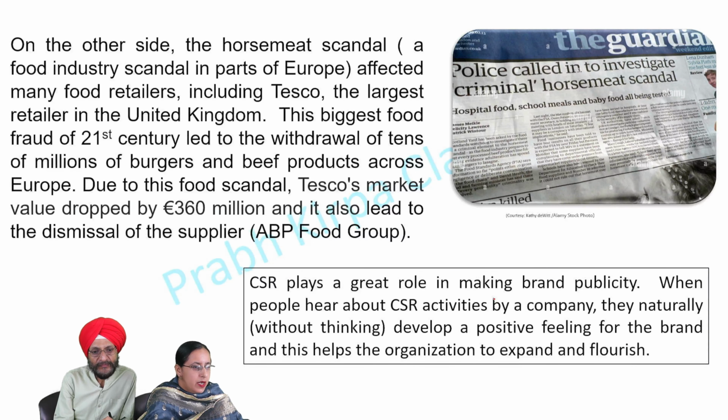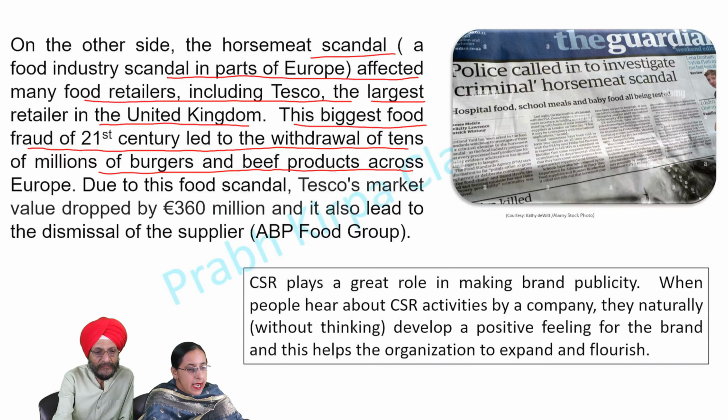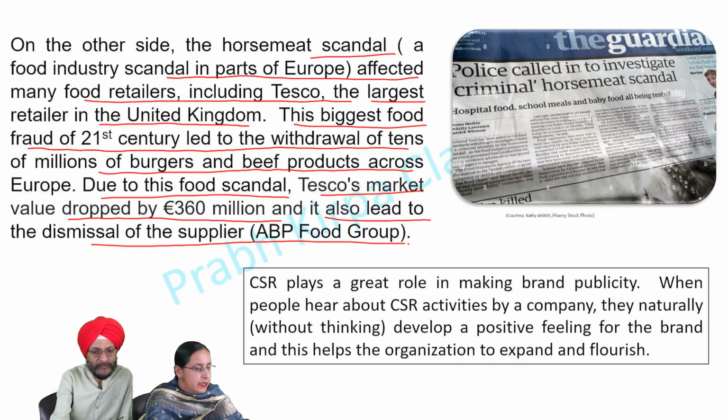On the other side, the horse meat scandal, a food industry scandal in parts of Europe, affected many food retailers, including Tesco, the largest retailer in the United Kingdom. The biggest food fraud of the 21st century led to the withdrawal of tens of millions of burgers and beef products across Europe. Due to this food scandal, Tesco's market value dropped by 360 million euro, and it also led to the dismissal of the supplier ABP Food Group.